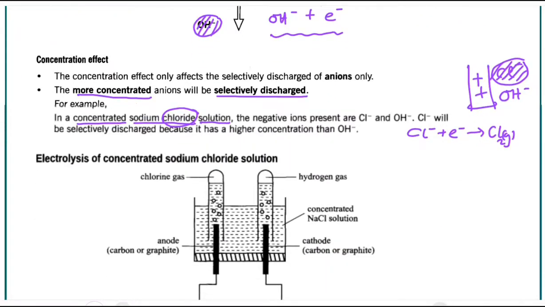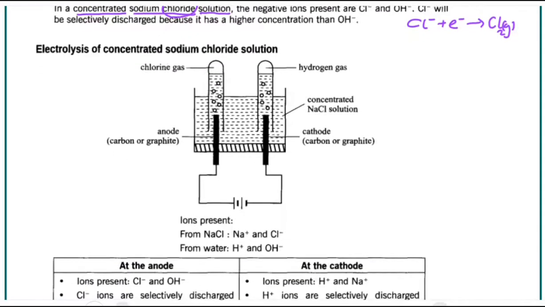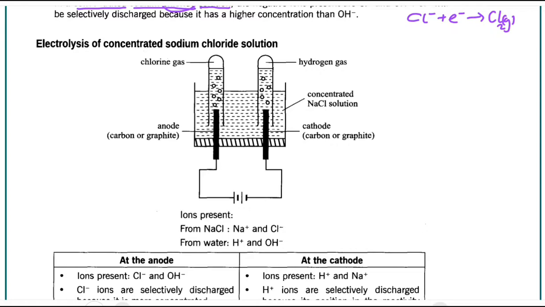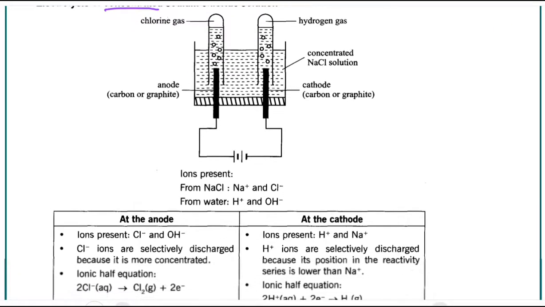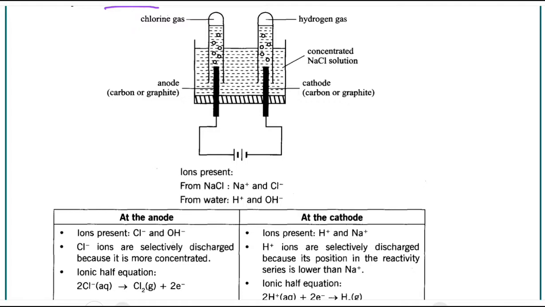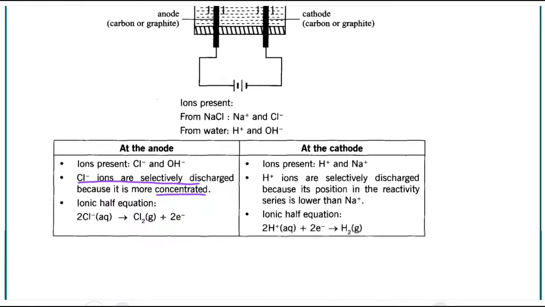And then going on further, we want to look at the electrolysis of concentrated sodium chloride. For concentrated sodium chloride, the aspect is the issue of concentration, so the concentrated part is taken into consideration for the anode. As well, we look at the reactivity series for the other two. At the anode we have Cl and OH, but the Cl are selectively discharged because they are more concentrated. And then we have our half equation whereby the chloride ion becomes chlorine gas plus the electrons.